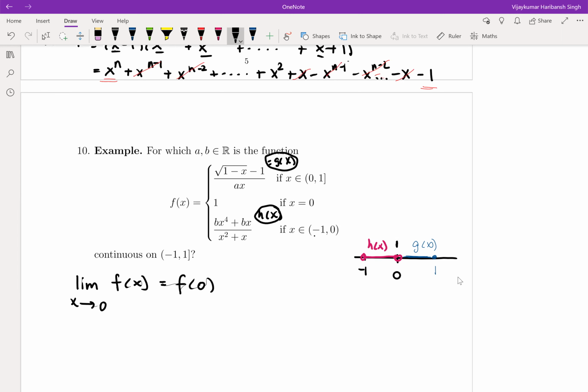Yeah. So that is also a possibility to keep in mind. Just because the problem is asking you to find a and b for which this is continuous doesn't mean that there exists such a value, right? But okay, so let's embark on this.